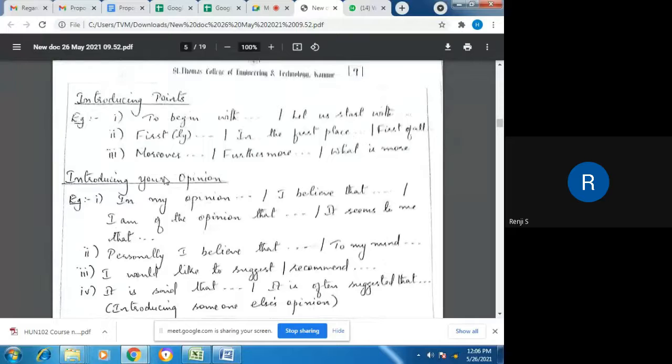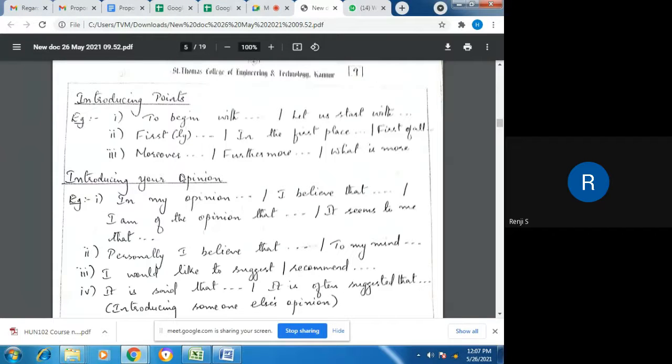Then some introductory points. If you want to introduce something new, what are the sentences that we can write in our report? That is: to begin with, let me start with, etc. can be used to begin with, or you can write let us start with, or let me start with, etc. can be used as introductory sentences, or you can use numbers like: firstly, I would like to say. You can start like that, or: in the first place. Instead of firstly, you can write in the first place, or first of all, I would like to say, etc., and continue your sentence. So when you introduce something for the first time, you can begin with these sentences.